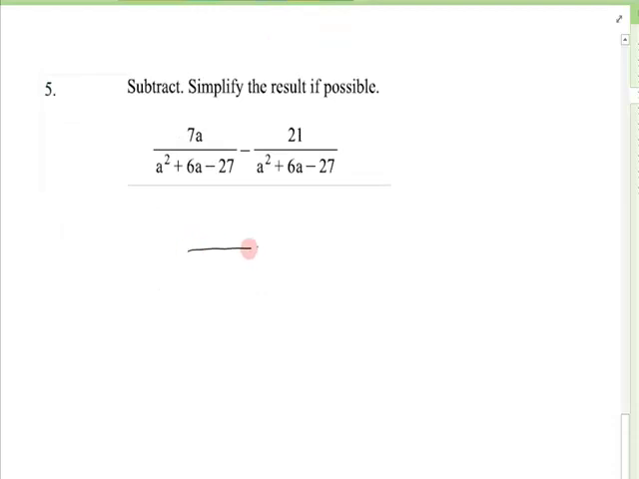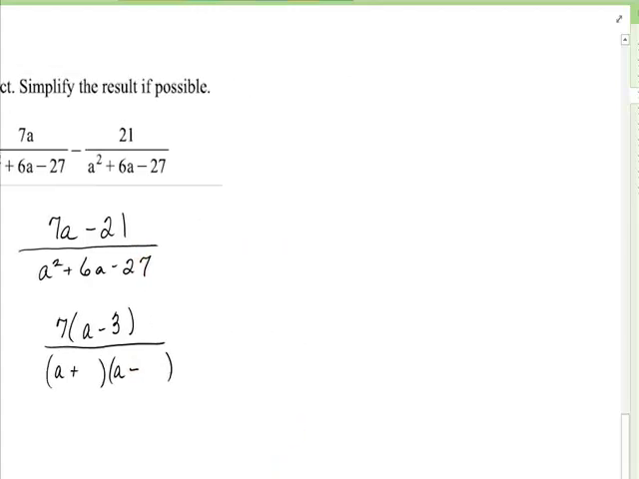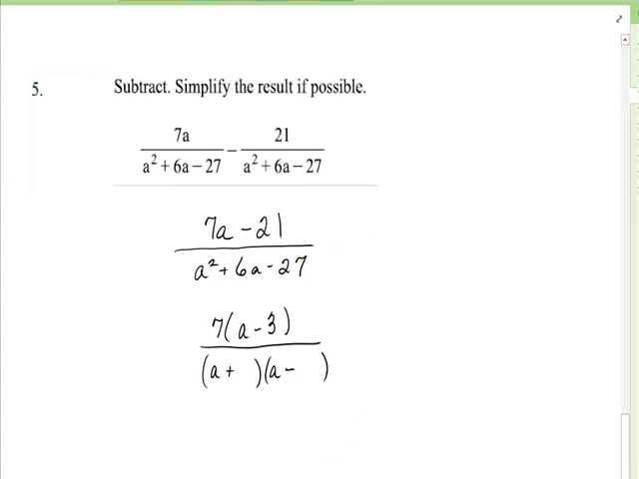Okay, this one, the denominator is a squared plus 6a minus 27, and I have 7a minus 21. This was just one term, so I didn't have to be quite as cautious. Can I factor the numerator? Yes. Common factor of 7, that's 7 times a minus 3 over, let's see if we can factor the denominator. That's a negative, so I need 1 plus and 1 minus. I have a and a. I need factors of 27 that have a difference of 6.